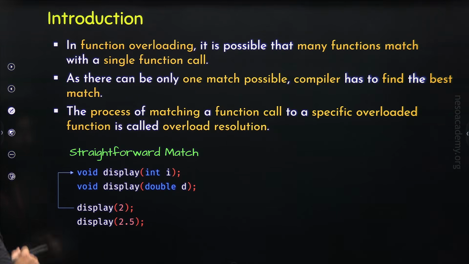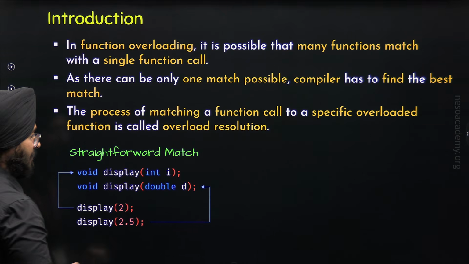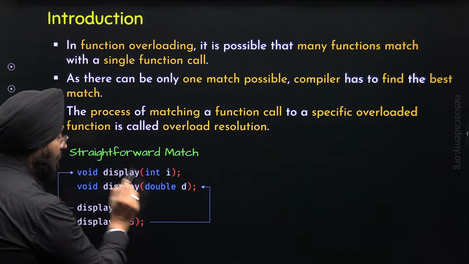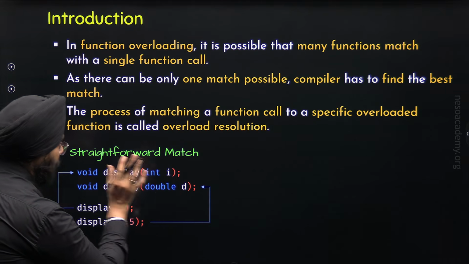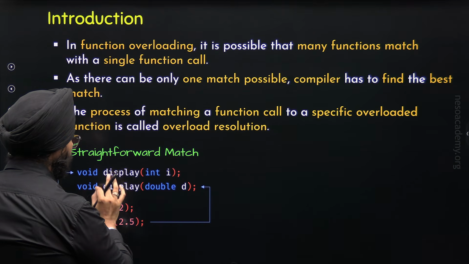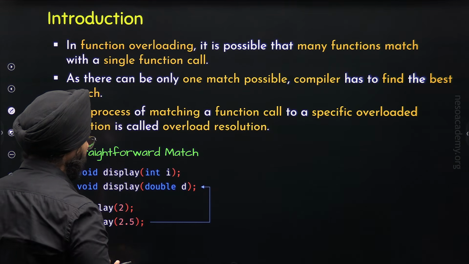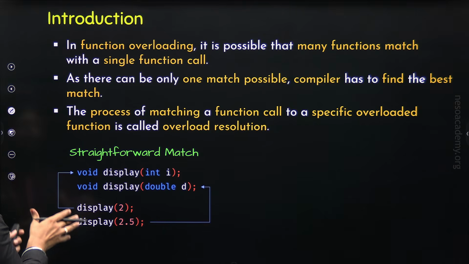Now, what about this function call? Here we are calling the display function with value 2.5. 2.5 is a double value. This will be resolved to this function definition. Here we can observe the type of this parameter is double. So the type of this argument is matching with the type of this parameter, and hence this specific function call will be resolved to this specific definition. I hope this idea is clear to you. Here we have straightforward matches. The compiler has to do less work in these cases.